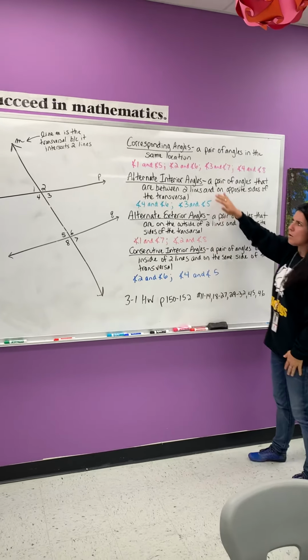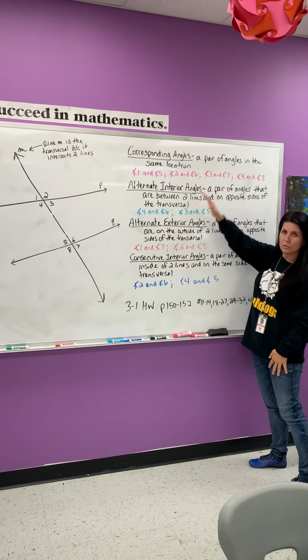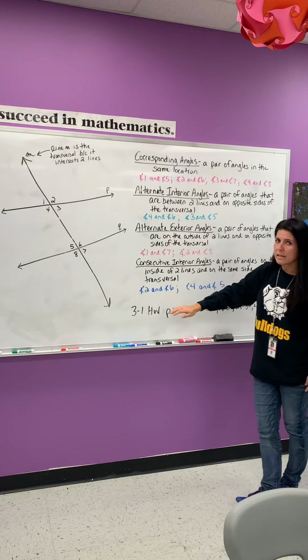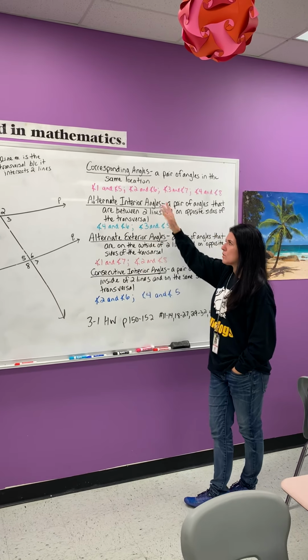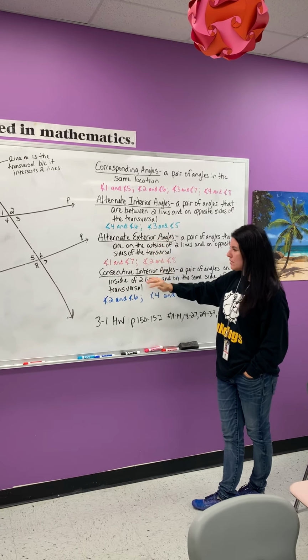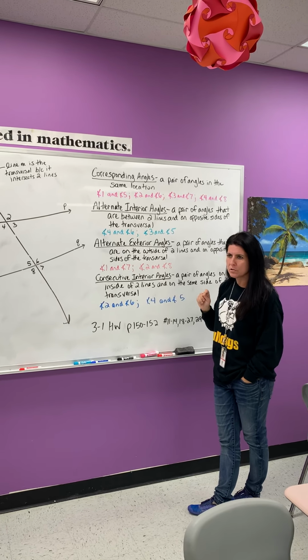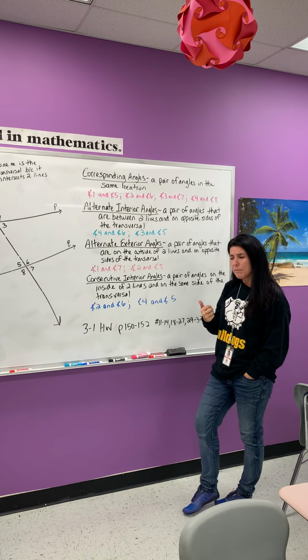What I want you to know, be able to identify, is these 4 terms, and that's what you'll be quizzed on next time. You'll have a picture similar to this, and you'll have to identify corresponding, alternate interior, alternate exterior, and consecutive interior angles. And of course, I'll go over any questions you have beforehand.